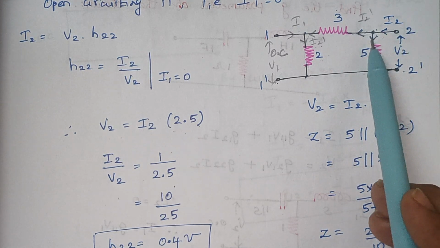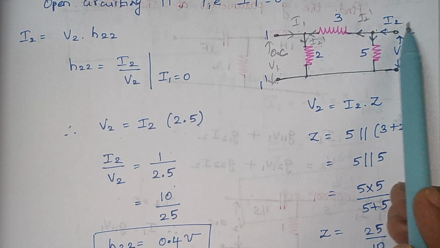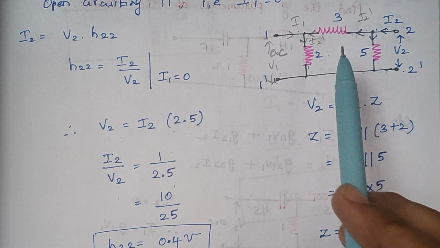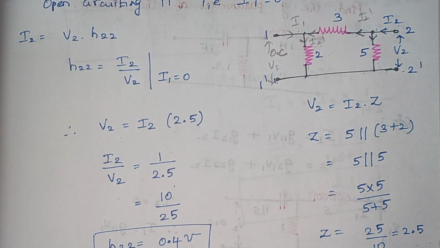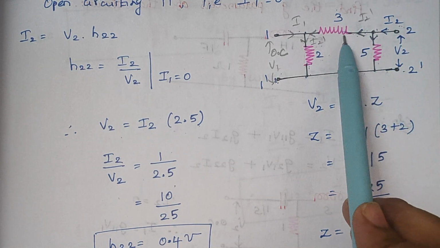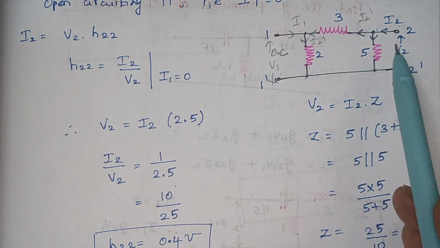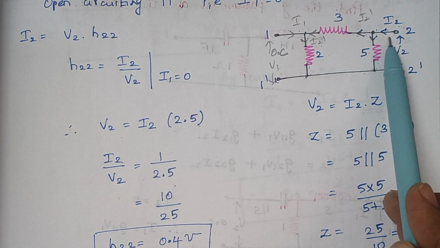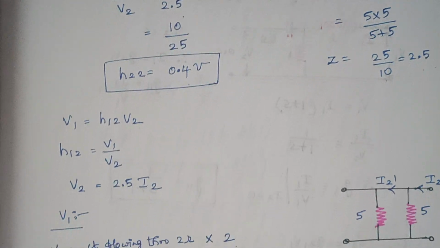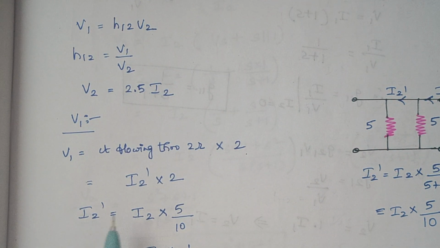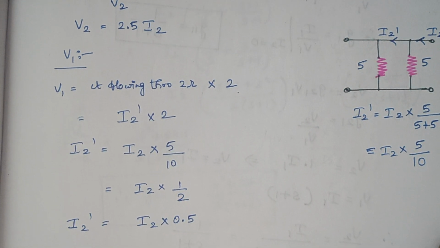So now we are going to find this I2 dash. What is the total current here? Here the total current is I2 because we have made this input port open circuited. Therefore, the total current is I2. So I2 dash is nothing but the total current into opposite resistance divided by total resistance. What is the resistance opposite to this I2 dash? The opposite resistance here is 5 ohm. You have to sum up all these values: 2 plus 3 plus 5, which is 10. Therefore, I2 dash is equal to I2 into 5 divided by total resistance, which is 5 plus 3 plus 2. So I2 dash is equal to I2 into 5 by 10. Since both these currents are in the same direction, we didn't introduce a minus sign. So finally I2 dash is equal to I2 into 1 by 2.